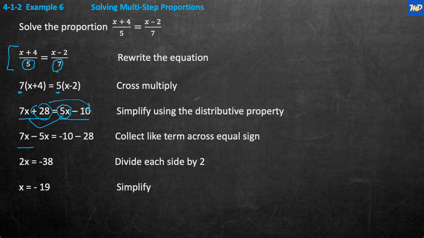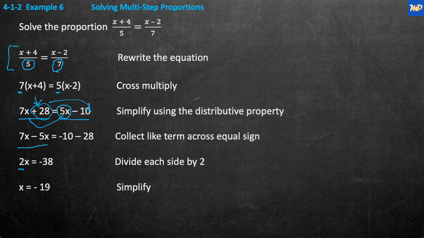You have 7x minus 5x, because you had to subtract 5x from both sides. And on the right-hand side, we have minus 10 minus 28, because we had a plus 28 on this side over here, and we had to subtract 28 from both sides. Okay, now we're going to combine these terms, and we're going to get what? We're going to get 2x. 7x minus 5x is 2x, and is equal to negative 10 minus 28, which is negative 38.